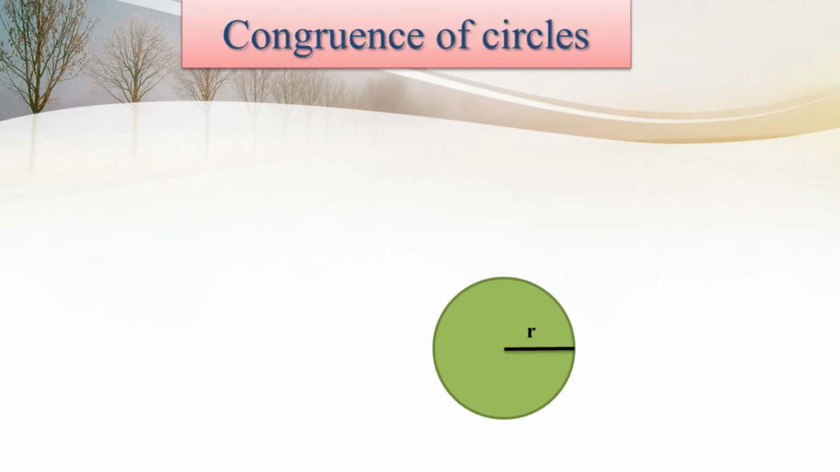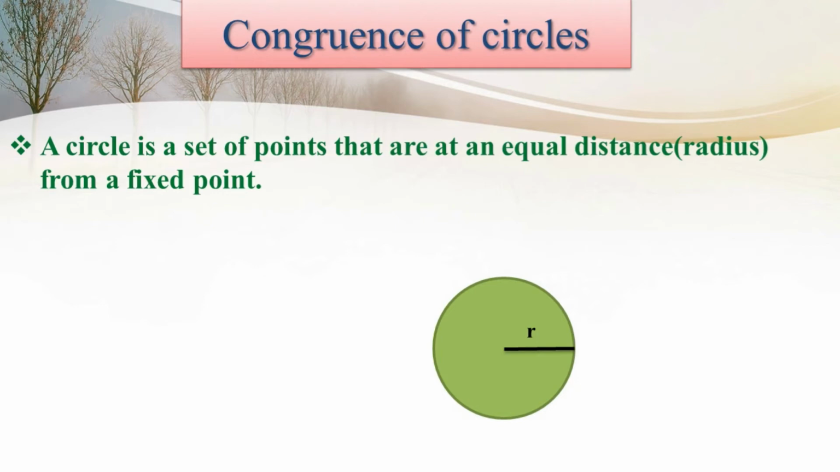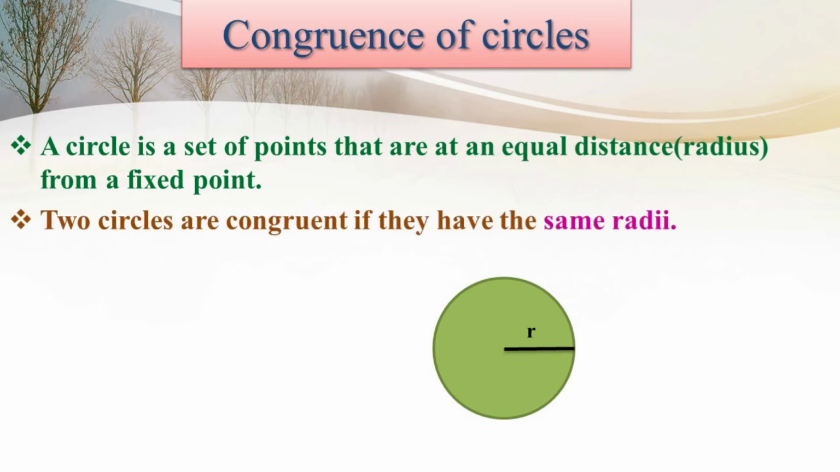What is the figure given here? Yes, it is a circle with radius r. Concurrence of circles. A circle is a set of points that are at an equal distance. What is the equal distance from the center? That is the radius. From a fixed point. That fixed point is the center of the circle.